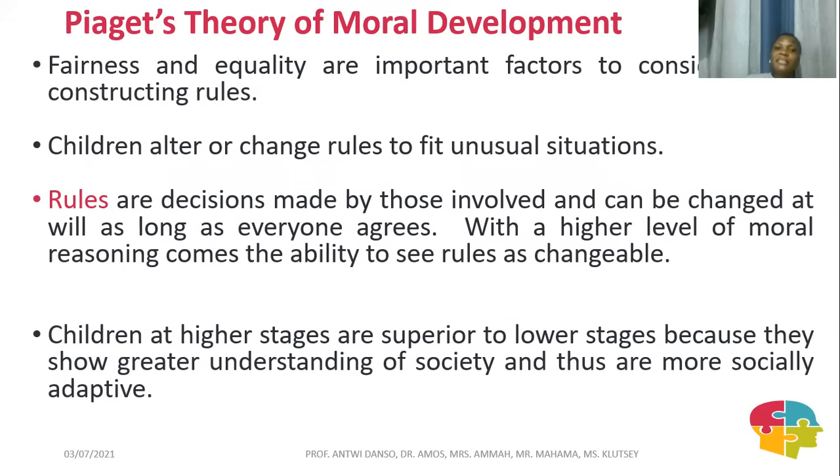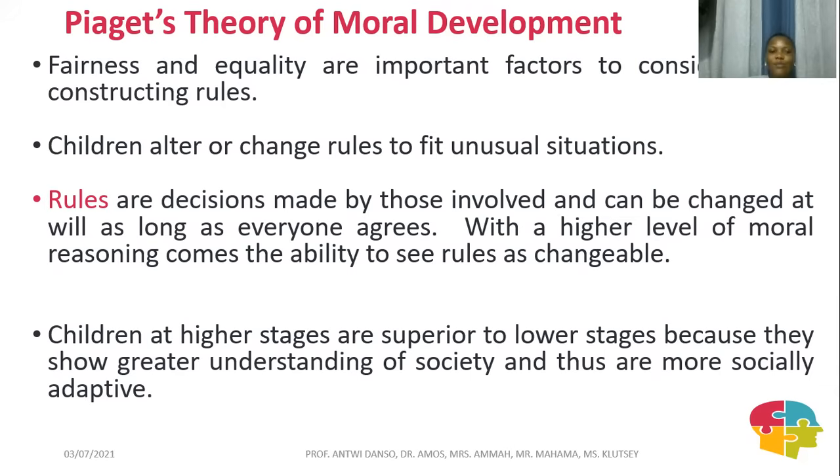So fairness and equality are important factors to consider when constructing rules. So children can change rules to fit unusual situations. So they know that stealing is wrong. But in this particular situation where Kofi is hungry and he had to go and take meat from the pot, they can bend the rules or they can shift the rules to fit the situation. So rules are decisions made by those involved and can be changed at will as long as everyone agrees.